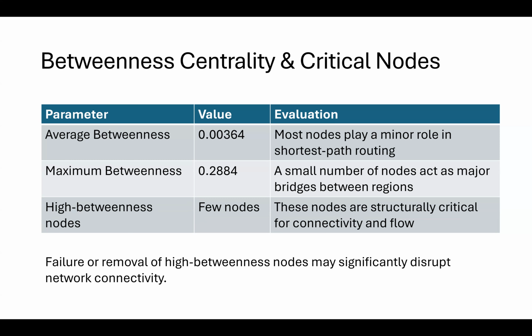These high betweenness nodes are structurally critical. They play an important role in maintaining connectivity across the grid. If such nodes fail or are removed, the network could fragment or experience serious disruption. This is very important for infrastructure resilience analysis.